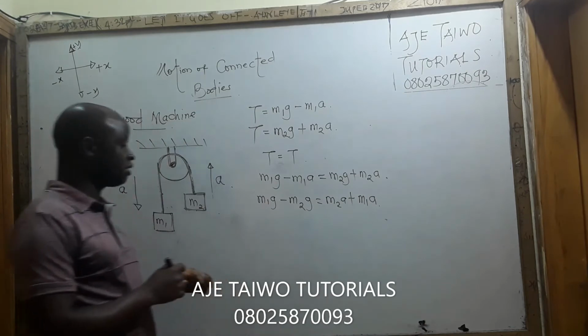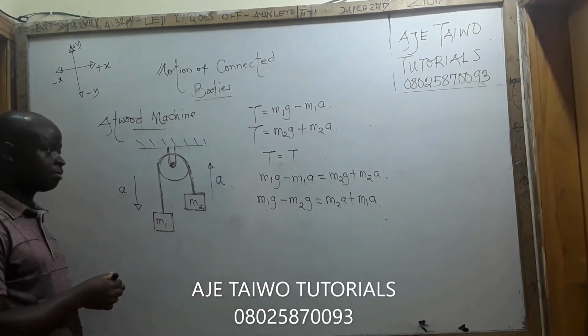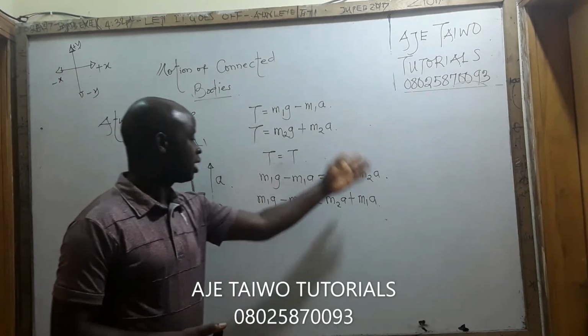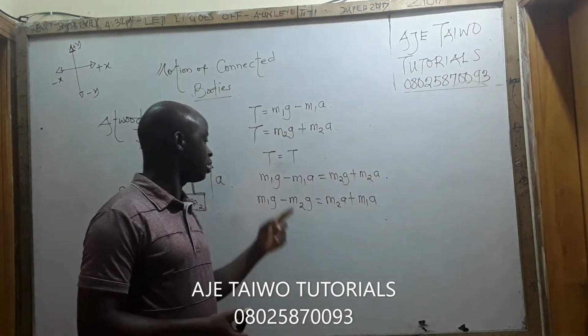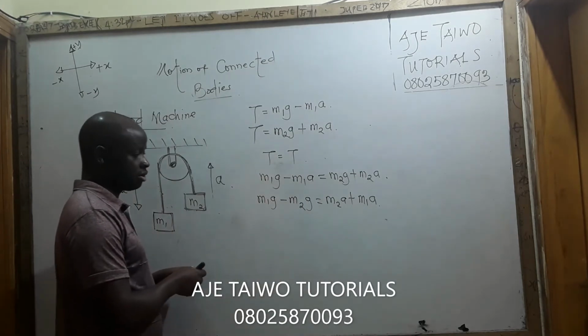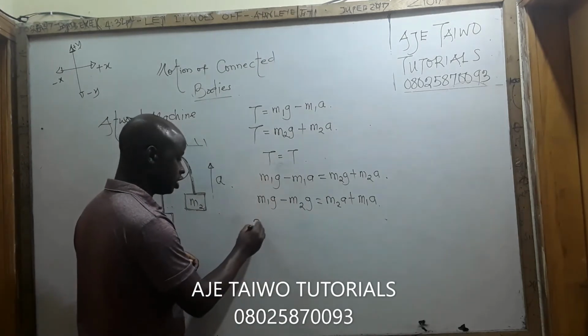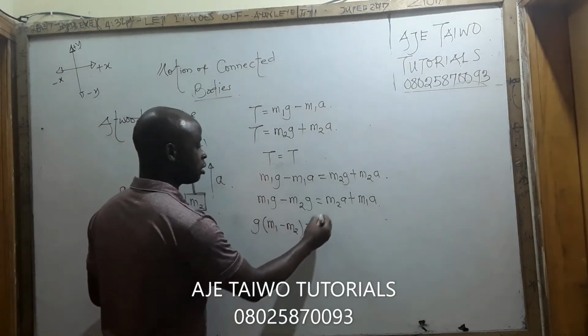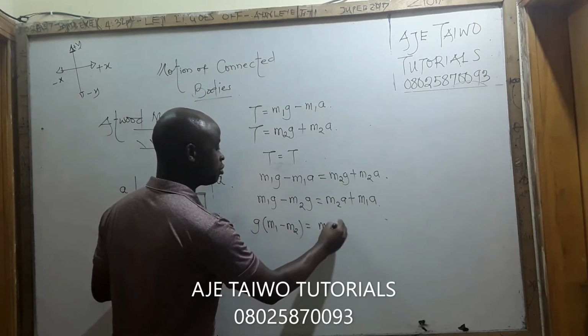If I make a mistake, if there's a mistake on the board, you can correct me later. It's possible. So I brought this one here, and I took this one there: M2A plus M1A. Here is M1G minus M2G. I don't think there's a mistake yet. So what's common here? G is common. You have M1 minus M2. What's common here? M2 plus M1.